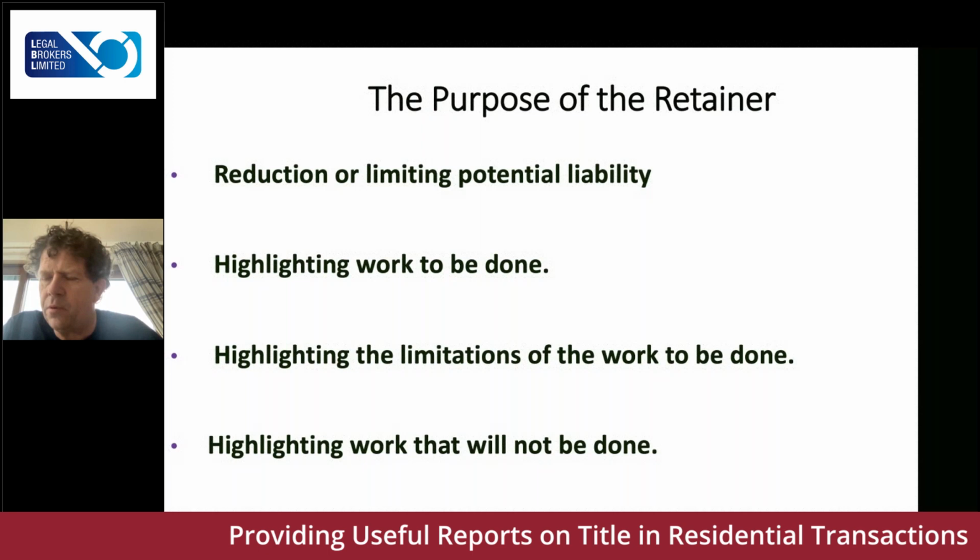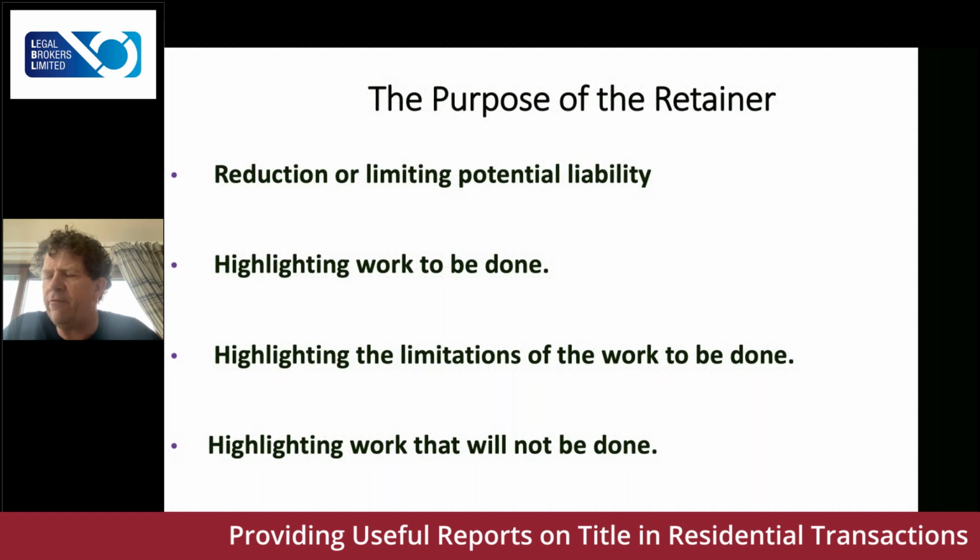So the second point that I want to get over today is about making sure that when we're scoping the retainer, when we're sending an engagement letter to the client, when we're onboarding the client, we clarify the position. The retainer or the engagement letter can reduce or limit potential liability by telling the client what we're going to do, but also explaining to clients the limitations with regard to those works, and then explaining to the client what we're not going to do.